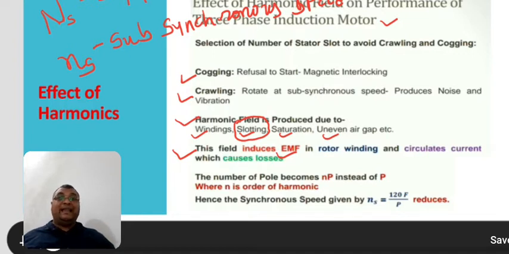Okay, and definitely that is not the natural current. We need the current to flow in that circuit, but that is not the natural current. This current is due to the harmonic field. Okay, so because it is not a natural current, it is definitely going to be considered as losses.